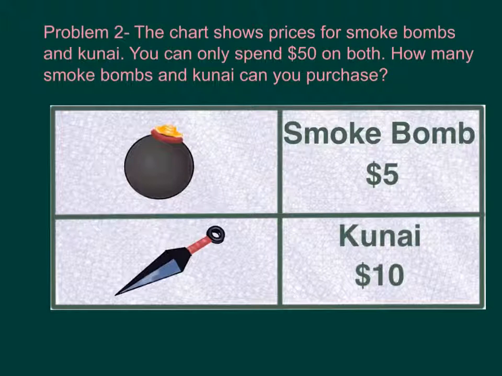In problem 2, the chart shows prices for smoke bombs and kunai. You can only spend $50 in total. How many smoke bombs and kunai can you purchase? Looking at the chart, smoke bombs cost $5 each, and kunai cost $10 each.